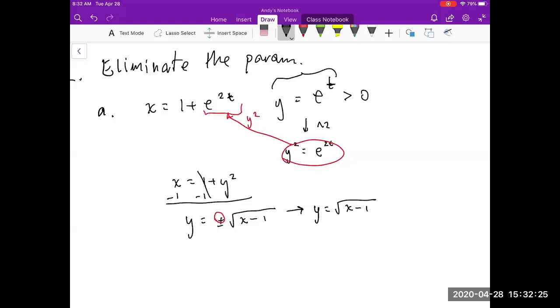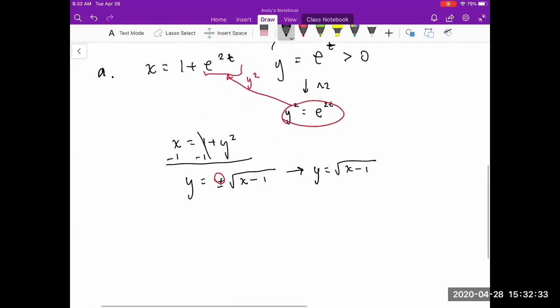And if you graph radical x minus 1, you'll get the same image we got for this graph here. It's just the square root function shifted over to the right by 1 unit. So that's the image you'll get, and that's the same image we got for 1a when we graphed it.